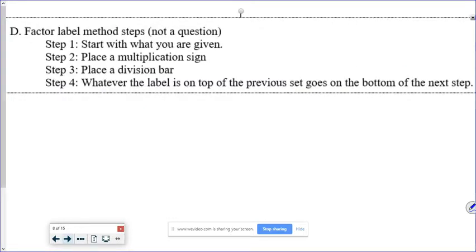We're going to do some factor label problems. This is on your cover, I believe, but it's right here for sure. It's going to tell us how to go through the steps for solving these problems. Step 1, start with what you're given. Step 2, place a multiplication sign. Step 3, place a division bar. And step 4, whatever the label is on top of the previous step goes on the bottom of the next step. So we'll apply that to our next set of problems.